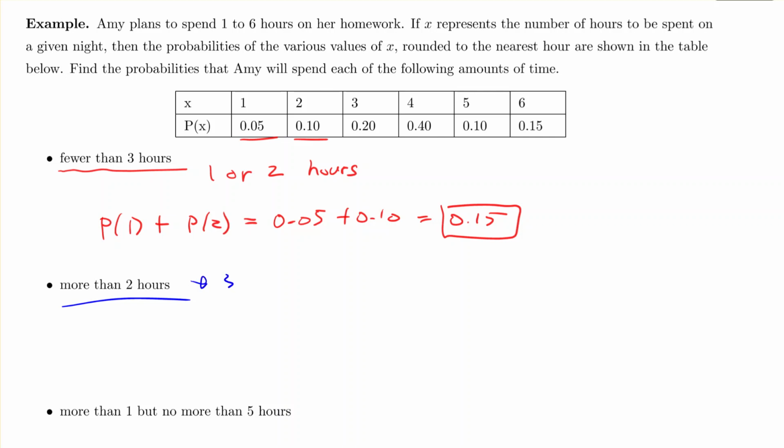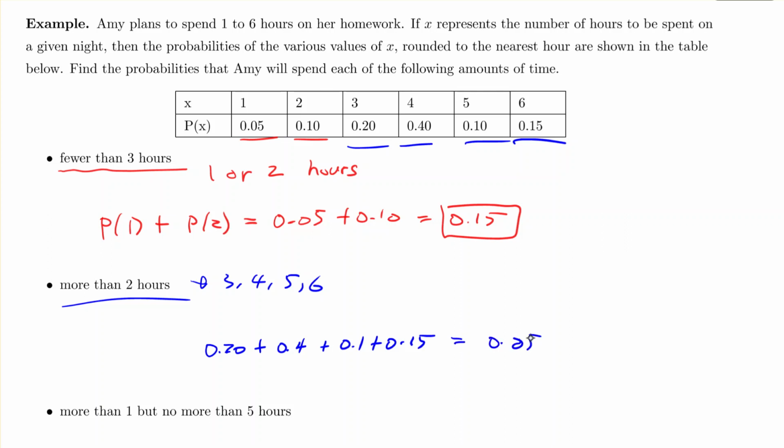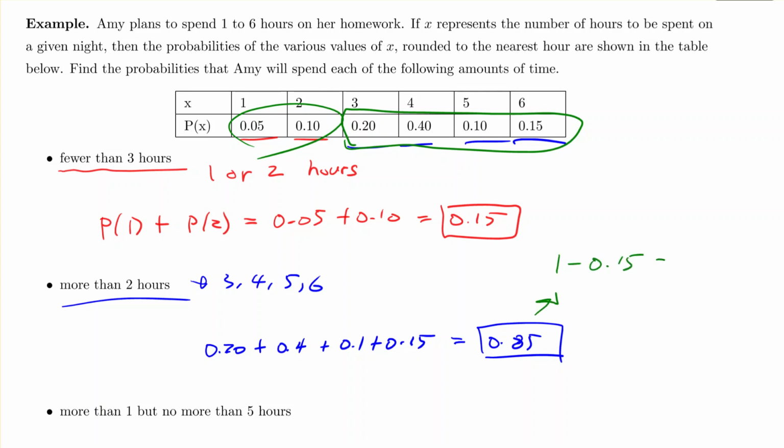More than 2 hours means 3, 4, 5, and 6. So we can add all these numbers. Okay, so let me write that. So I add all these numbers, then I get 0.85. But we could have also used the idea of complement here. Because we know fewer than 3 hours, we want to add all these, right? Adding all these is the same as 1 minus adding these two. So using complement, we could have also done 1 minus 0.15, which would give us 0.85. Same answer. Either one's fine.